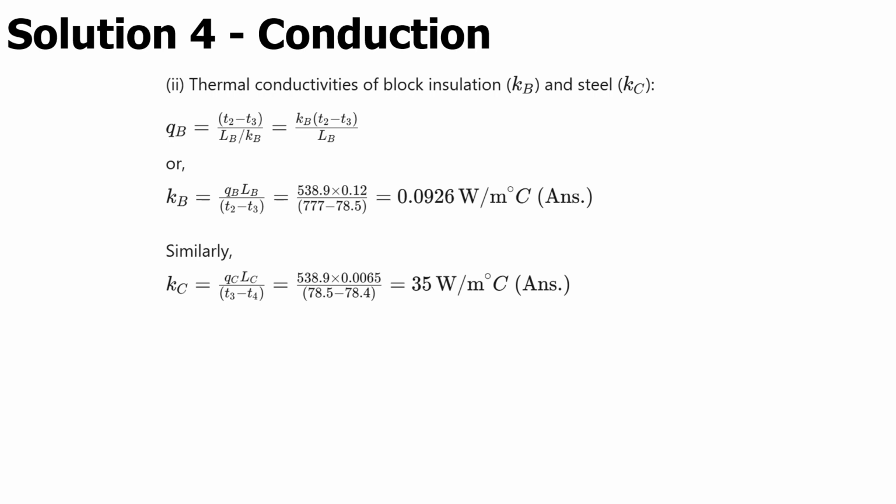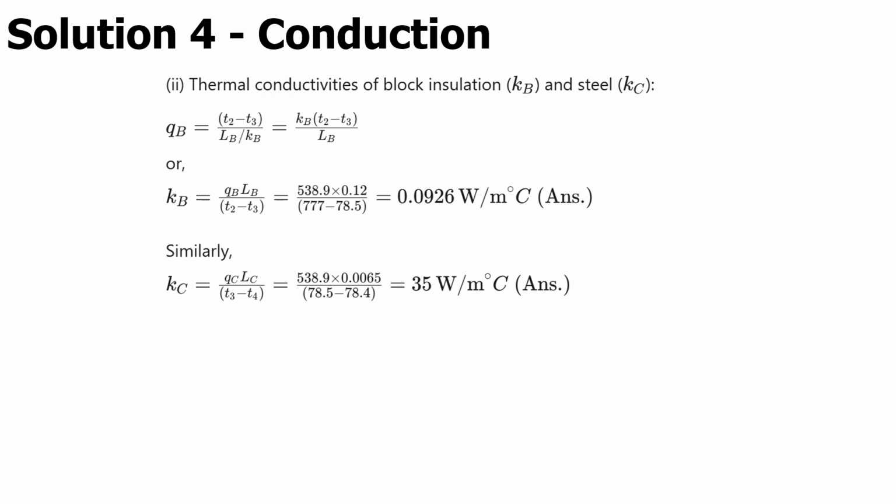Next, we'll determine the thermal conductivities of the block insulation, Kb, and the steel, Kc. Now, since the heat flux Q is constant throughout the wall, we can use the same Q value we just calculated for the block insulation. Q equals the temperature difference across it, T2 minus T3 divided by the thermal resistance, Lb over Kb. Rearranging to solve for Kb, this gives us a value of approximately 0.0926 watt per meter degrees Celsius. Similarly, for the steel layer, Kc equals Q times Lc divided by T3 minus T4. Substituting the values yields Kc as approximately 35 watts per meter degrees Celsius.